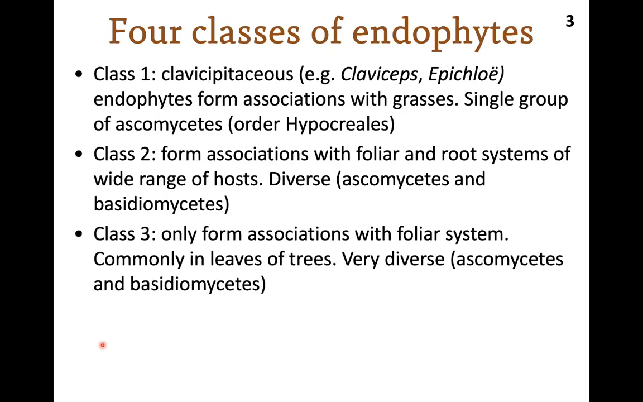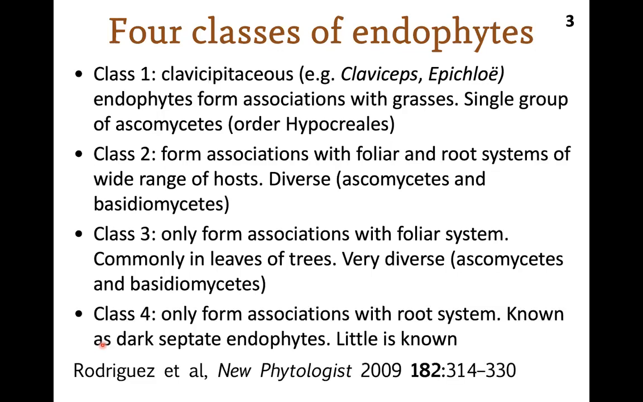In class 3, the difference between class 2 and class 3 is that class 3 only form associations with the foliar system, so the above ground part of the plants, or particularly it seems that these form associations with leaves and the leaves of trees. Now these are also extremely diverse, so you can find fungi from the Ascomycota and the Basidiomycota that form class 3 fungi.